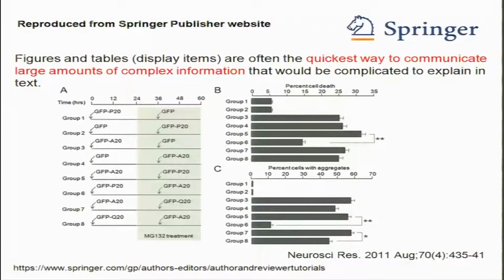Now, you can easily relate each bar, which is group 1, group 2, group 3, whatever it is, in each of the experiments, whether the percent cell death, that is figure B, or percent cells with aggregates, that is figure C. You can easily compare with A and then appreciate which combination is able to protect the cell or which combination is unable to protect the cell, and whether the aggregates that are forming in the cell have any correlation with the cell death. You can compare all these things yourself.